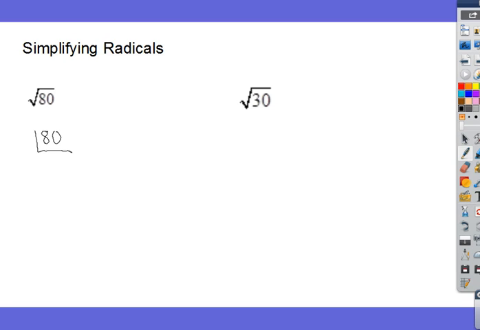5 is a prime number. 7 is a prime number. What about 9? No. What about 11? Yes. What about 17? Yes. What about 19? Yes. What about 21? No. Why not? 7 times 3. Right.